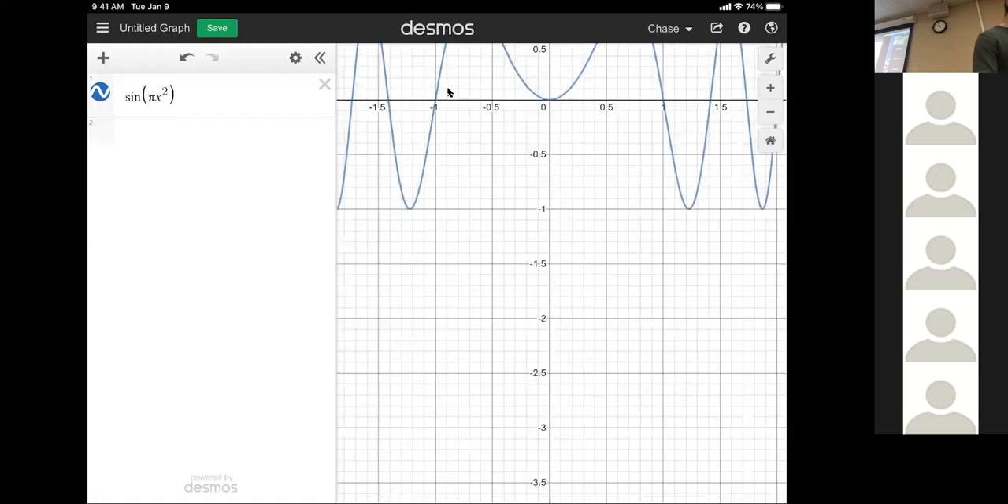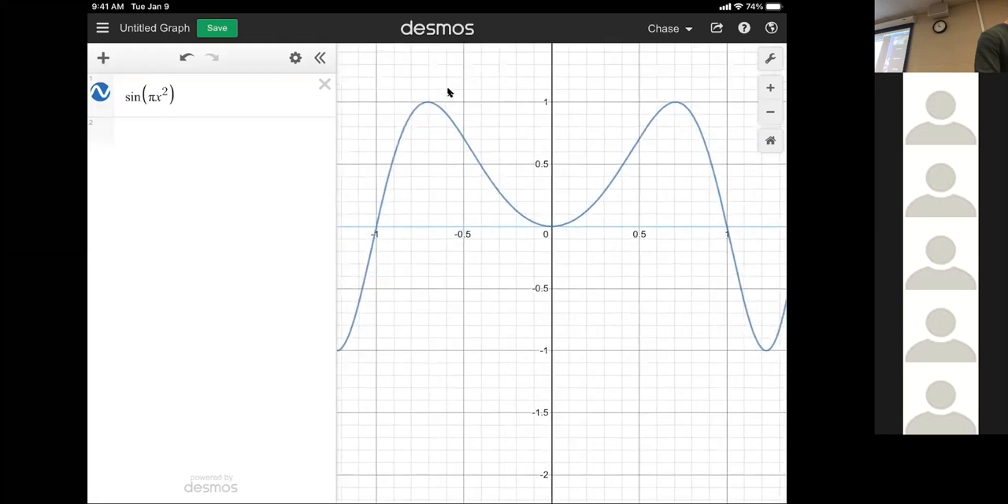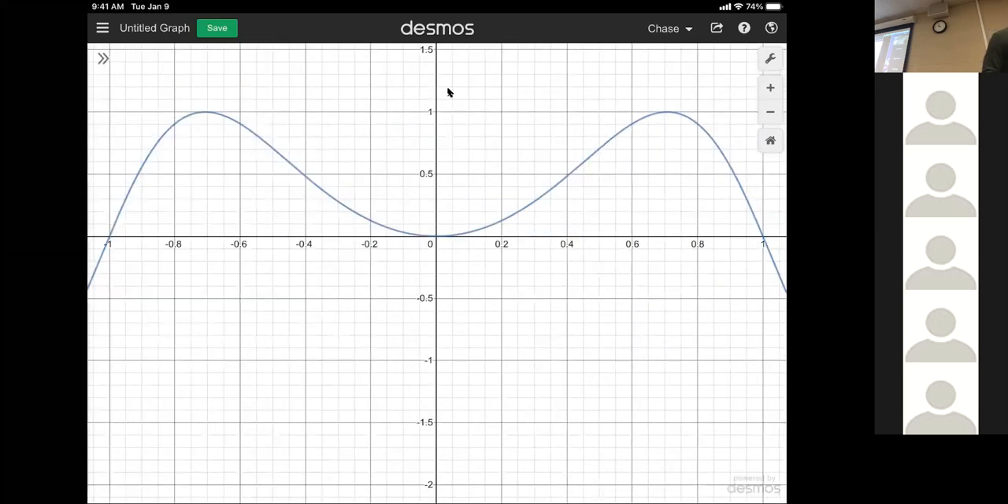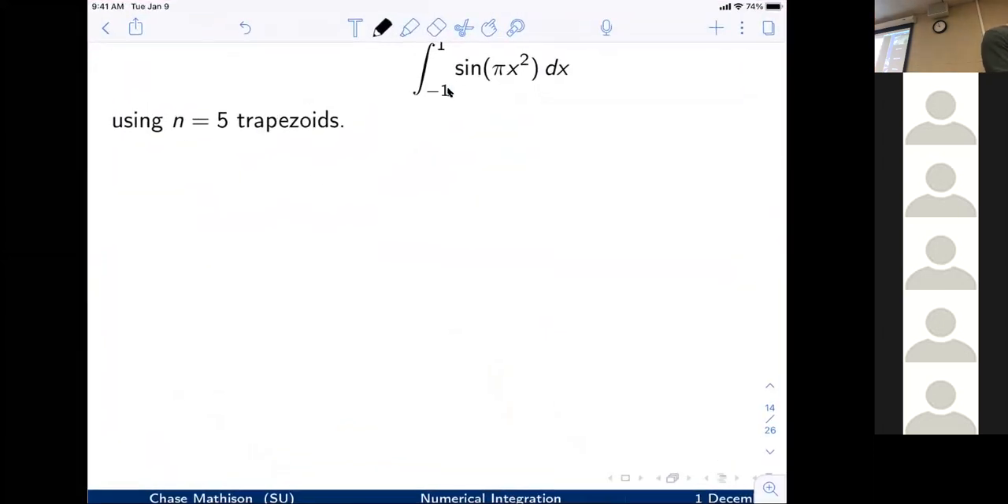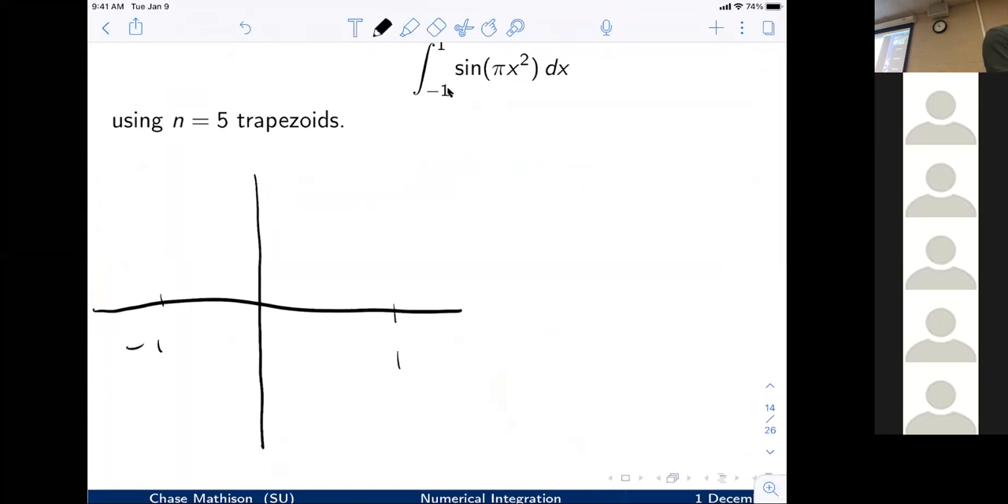Nope, Chase, come on. You're better than this, Chase. There we go. So we're integrating under this M-looking thing, right? And that's what we want to find the area of. To do that, we're going to use 5 trapezoids. So -1 to +1, and we just saw that this looks like something like that. Let me move my 1. There we go, perfect.